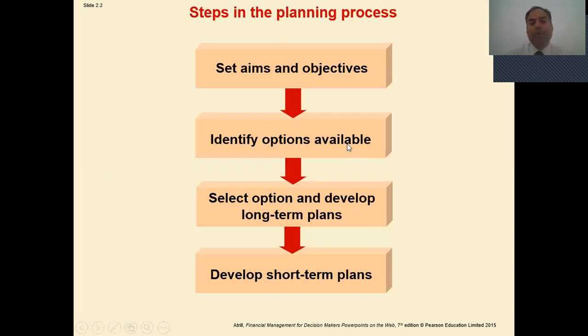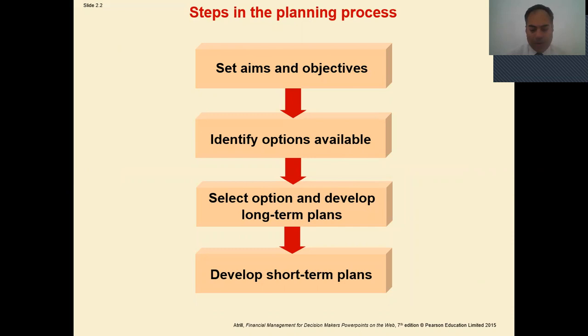So steps in the planning process. So we set the aims and objectives. So every organization should have a mission. They should have a vision. And basically everything then should hang from the mission and the vision. So we set the aims and the objectives. We identify the options available. We select options and develop long-term plans. And we develop short-term plans.